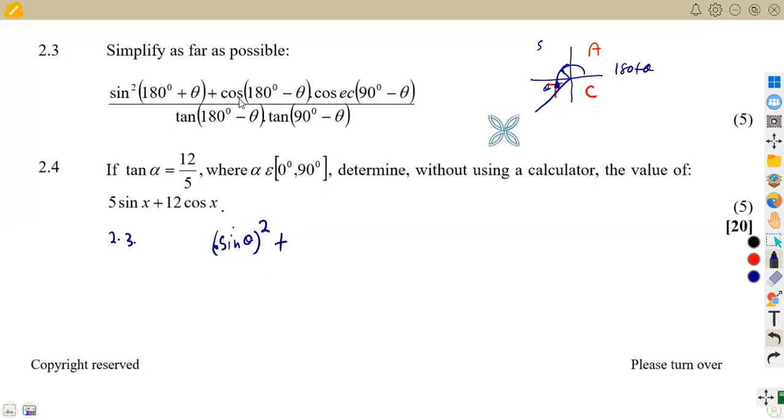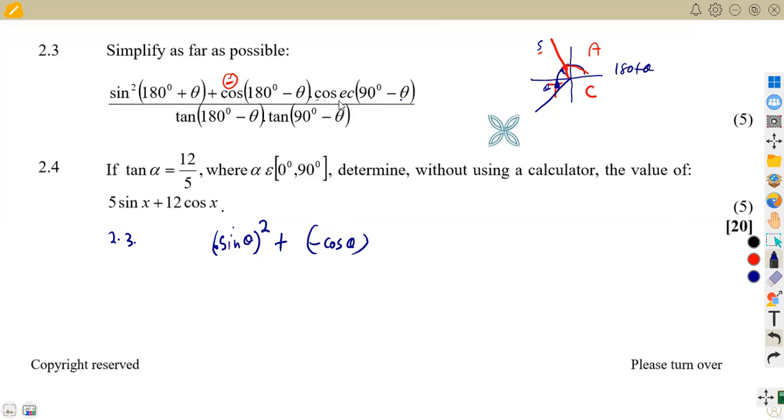Plus cos of 180 minus theta. That's 180 minus theta, which is the second quadrant. So now we are back to the second quadrant, and in the second quadrant, this is the quadrant for sine, which means cos is negative. So this is going to give us a negative cos theta. Be very, very careful.